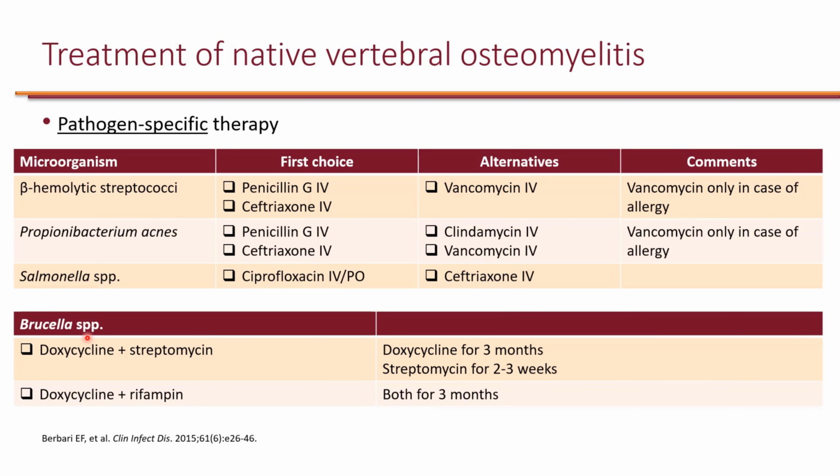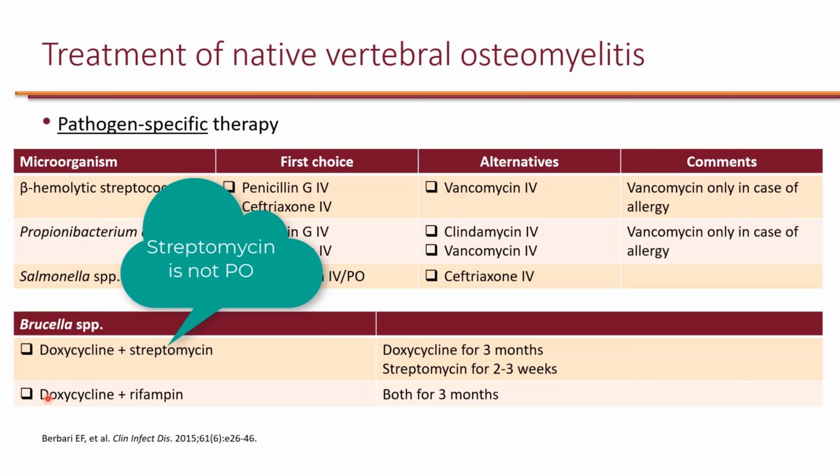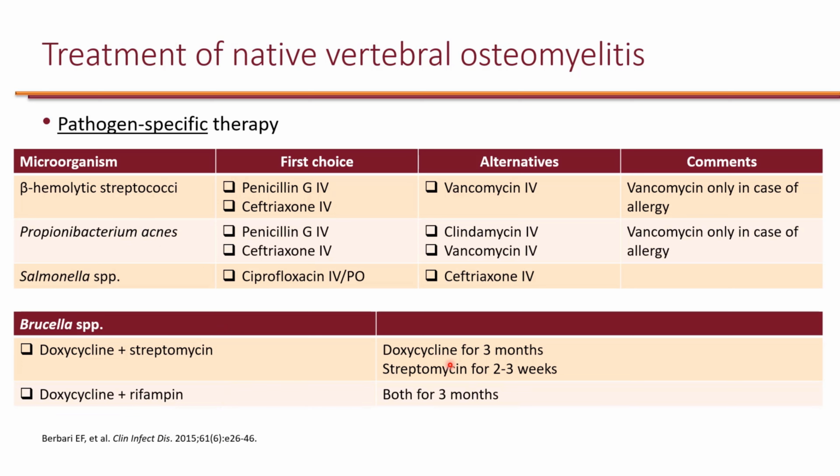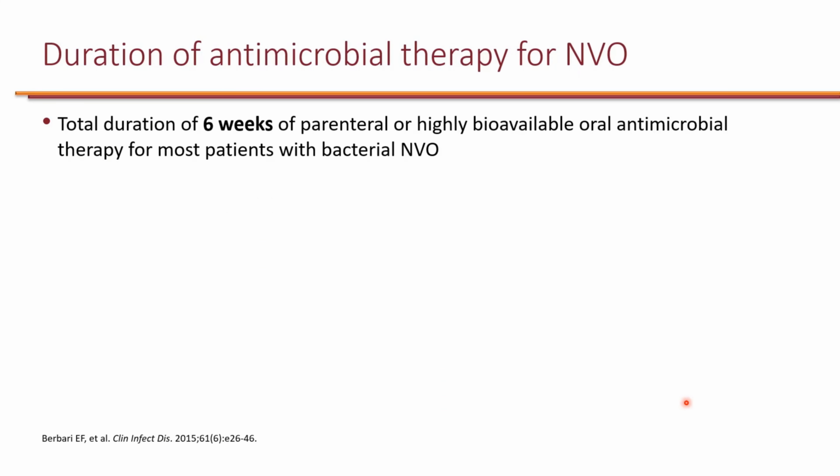For Brucella species, which is extremely uncommon, the only two options are a combination of either doxycycline and streptomycin, or a combination of doxycycline plus rifampicin. In particular, pay attention to the duration of therapy, because Brucella species, although uncommon, are rather more difficult to eradicate, so often a very long duration of therapy is recommended. For native vertebral osteomyelitis specifically, a total duration of 6 weeks of parenteral or highly bioavailable oral antimicrobial therapy for most patients with bacterial NVO is recommended.